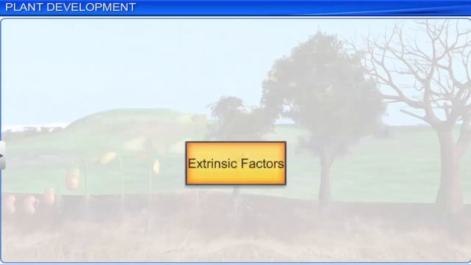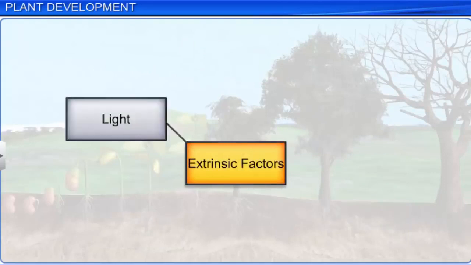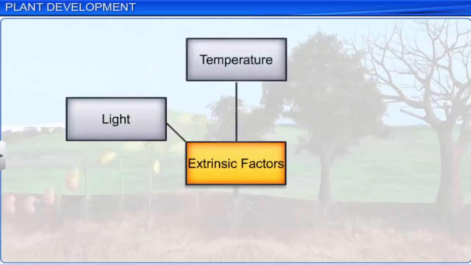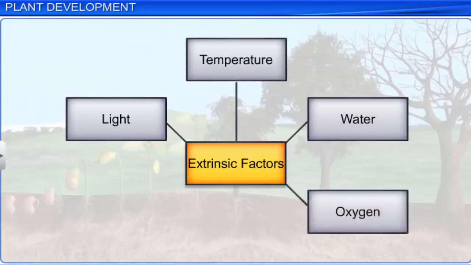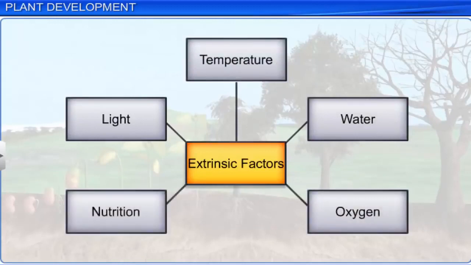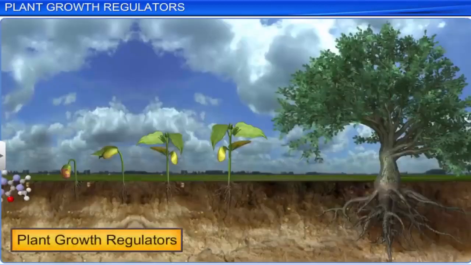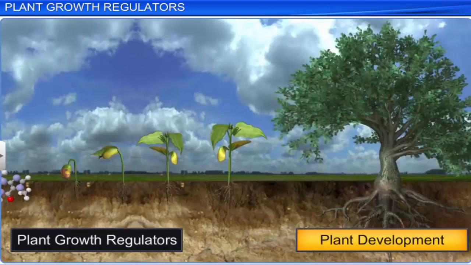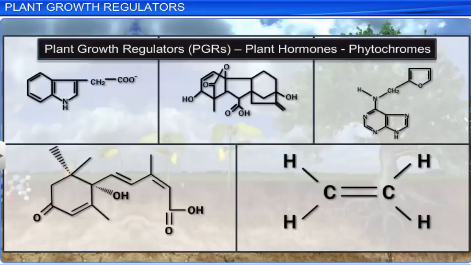Extrinsic factors include light, temperature, and the availability of water, oxygen, and nutrition. In plants, growth regulators or PGRs intrinsically control development. These regulators are chemical compounds and are also called plant hormones or phytochromes.